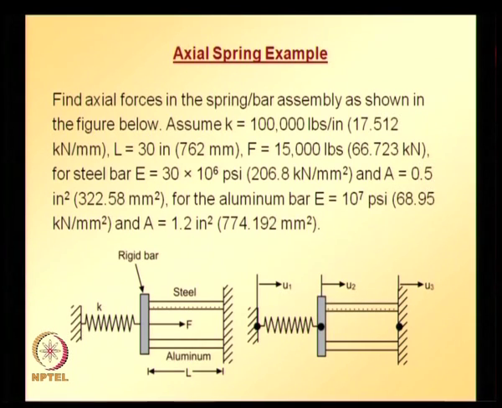And a figure is also shown with all the degrees of freedom, u 1, u 2, u 3. Please note that u 1 and u 3 are fixed, that is u 1, u 3 values will be equal to 0. They are the essential boundary condition, and the natural boundary condition is force F applied on the rigid bar is equal to 15,000 pounds.